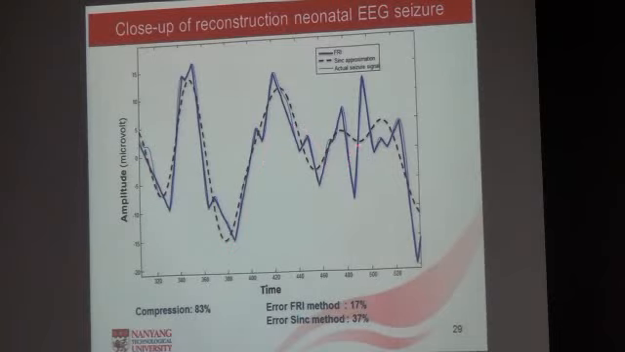Except that for biomedical signals, the morphology is very important for the doctor. So for the doctor, this would not be good enough. Okay, so with the FRI method, or by modeling it as a non-uniform linear spline, we're actually able to have a good representation of the seizure signal.